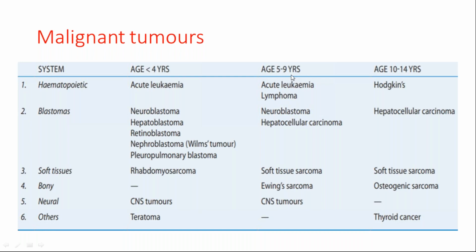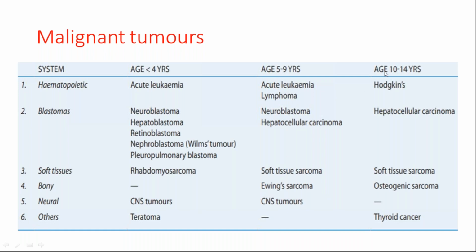Coming to the age group of 5 to 9 years, apart from ALL, lymphomas are also common in the 5 to 9 years age group. Lymphoma means it is a tumor of lymph node. Acute leukemia means it is a hematopoietic tumor. Coming to blastomas, neuroblastoma and hepatocellular carcinoma are the most common tumors. Coming to soft tissue sarcoma and bone, it is Ewing sarcoma. In the 5 to 9 years age group, Ewing sarcoma is the most common tumor we see.